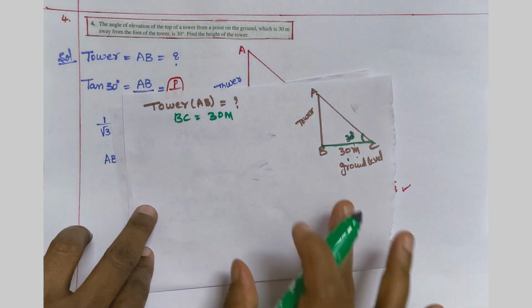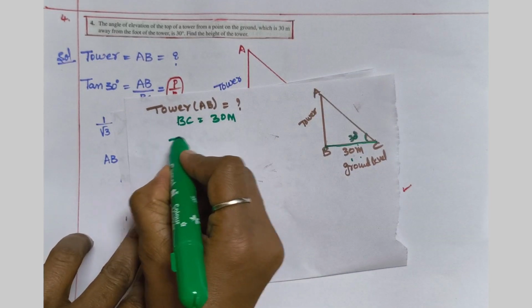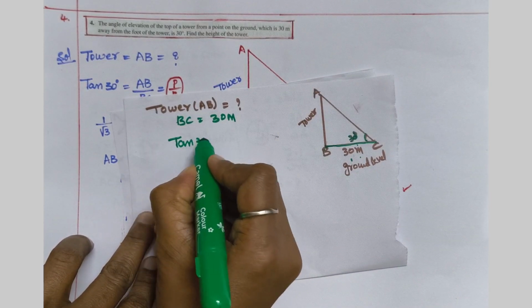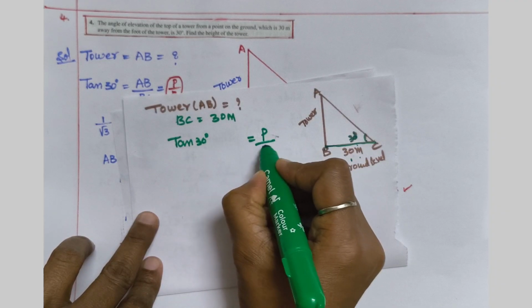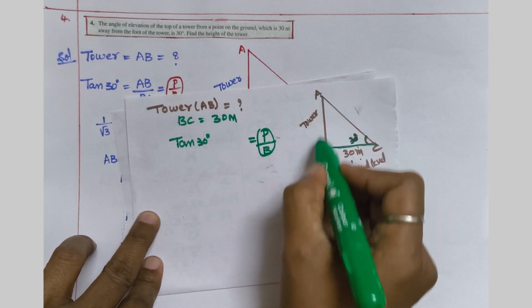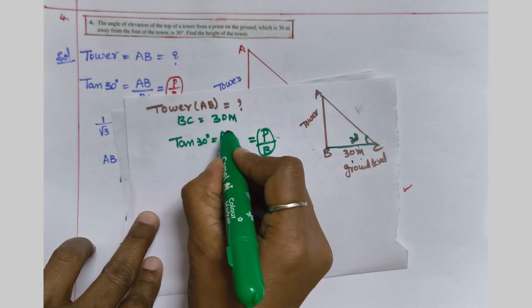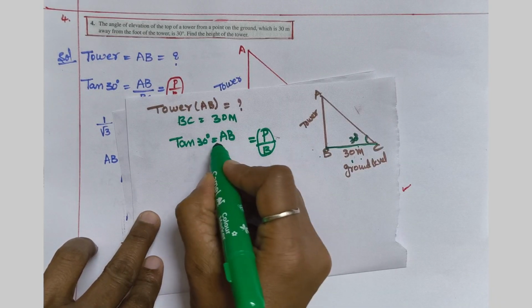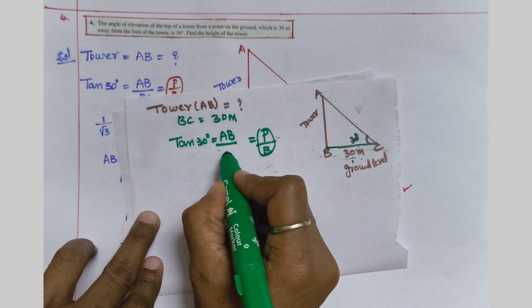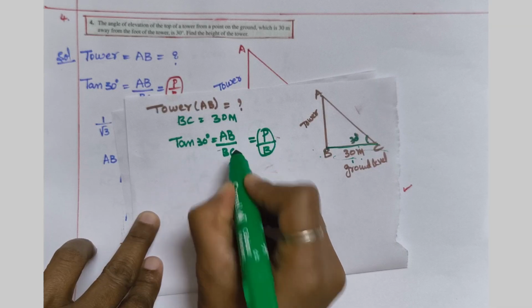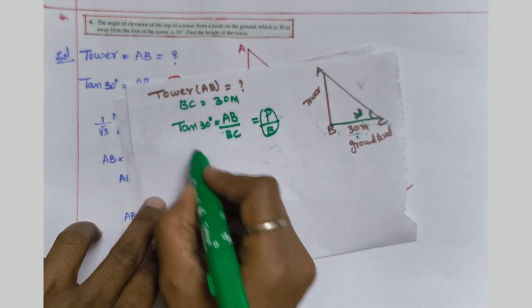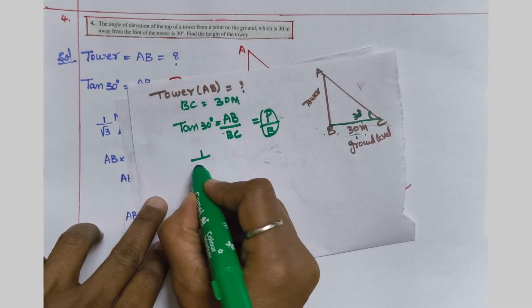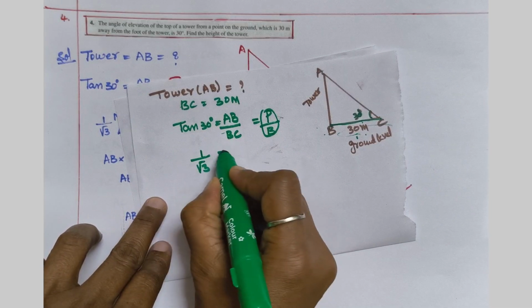So now here we will use tan. So now I am using tan 30 degree. Tan means what? Perpendicular by base. Perpendicular means what? AB. Next, BC means base. Okay, so base is the BC. Tan 30. What is the tan 30? 1 by root 3 is the tan 30. Okay, tan 30 is 1 by root 3.